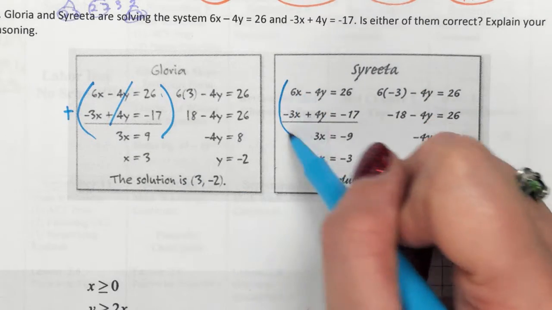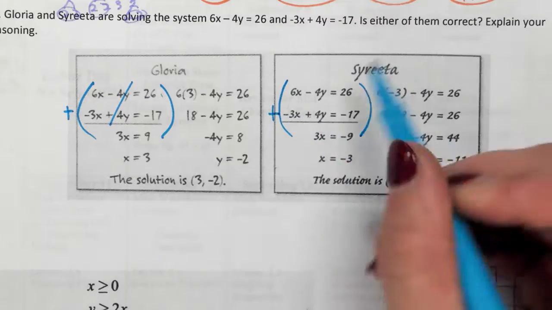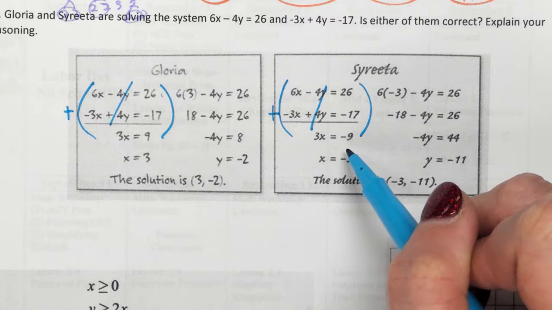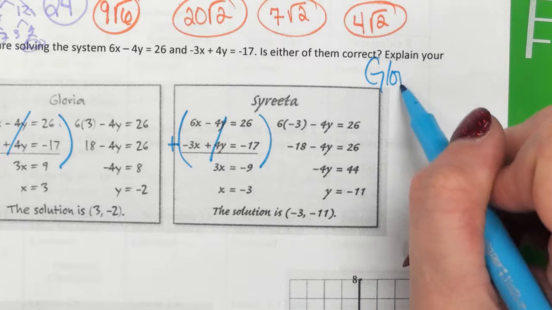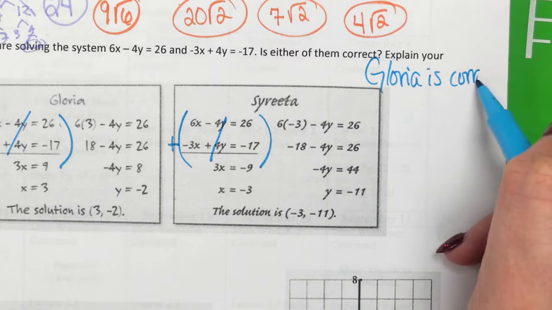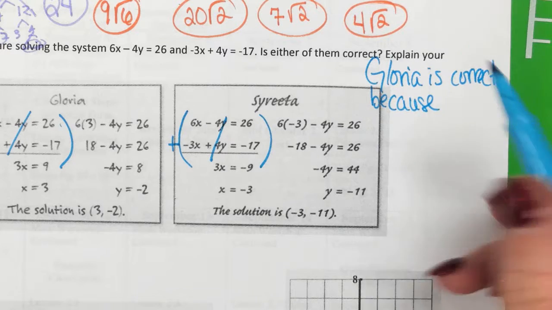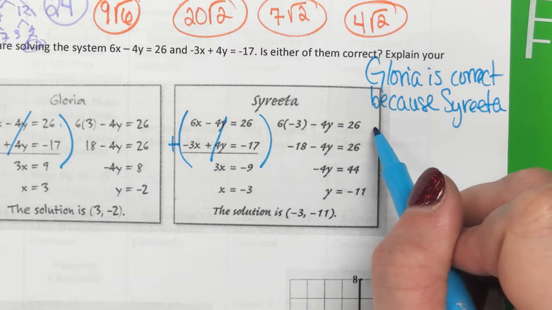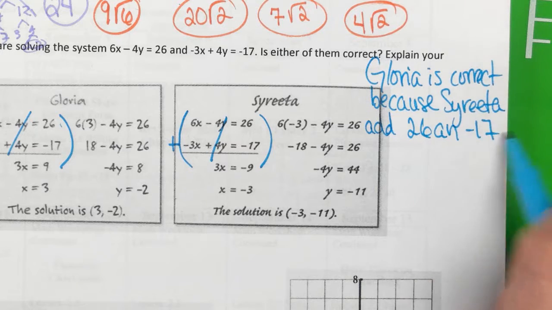All right. What about Sarita? What did she do to get 3x? Add or subtract? All right. And then, what's 26 plus negative 17? It's supposed to be positive 9, and she got what? Negative 9. So, here we go. Who's correct? Gloria is correct. All right, because what did Sarita do? Because Sarita added incorrectly. Okay, so Sarita added 26 and negative 17.